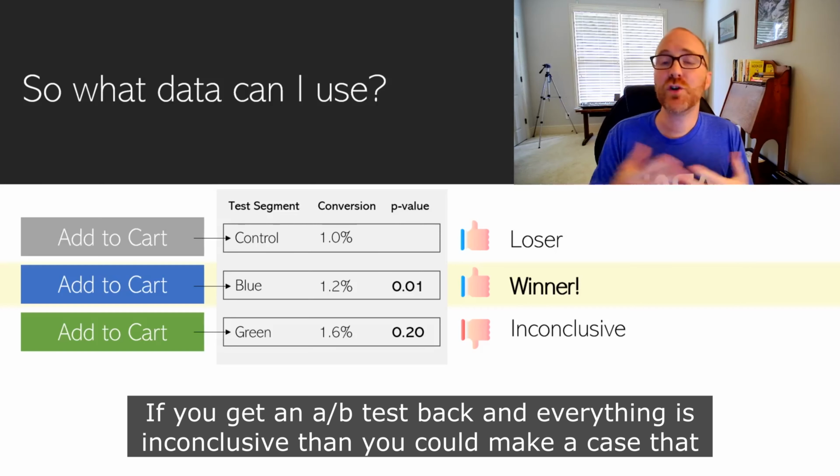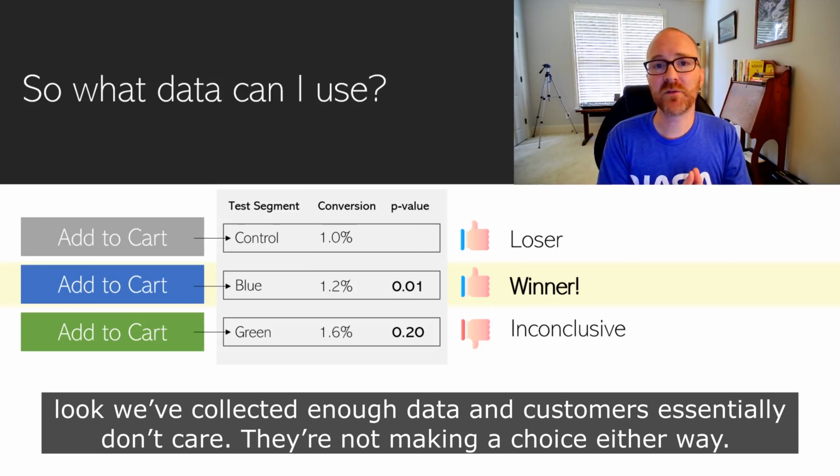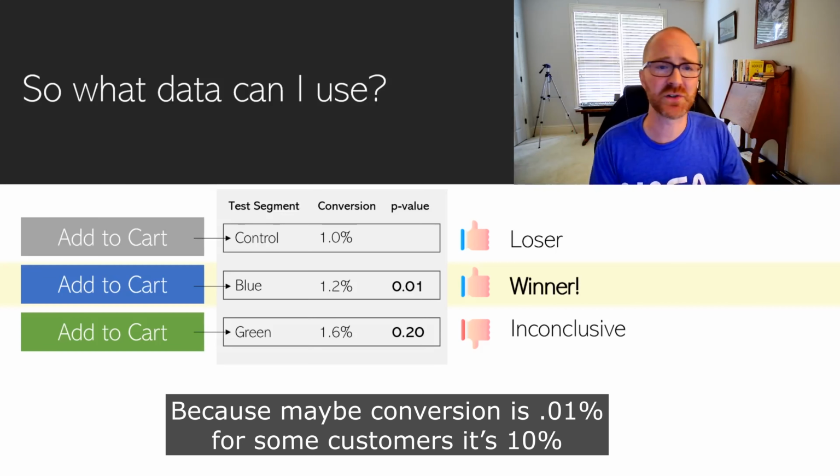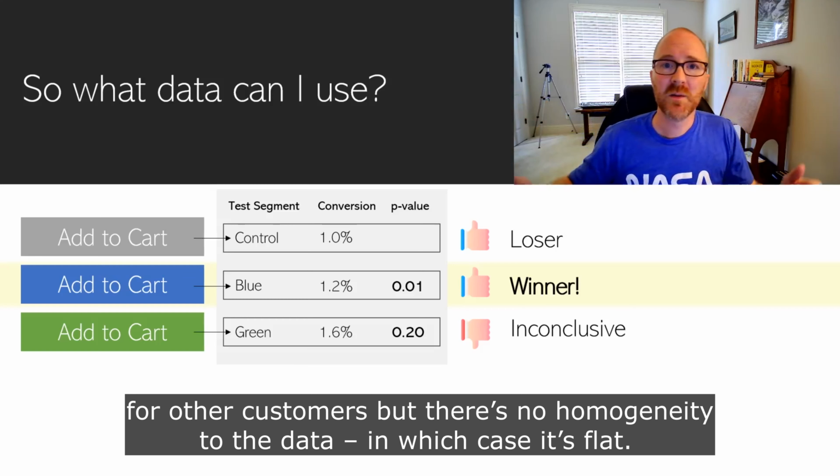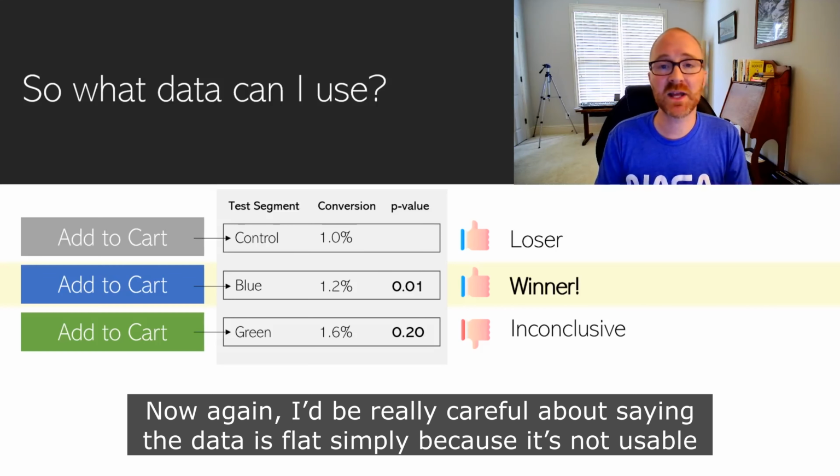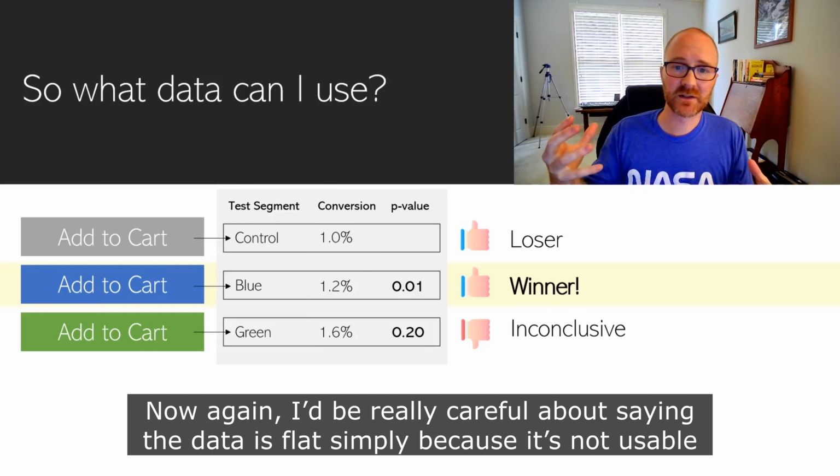then you could make a case that, look, we've collected enough data and customers essentially don't care. They're not making a choice either way, because maybe conversion is 0.01 for some customers, it's 10% for other customers, but there's no homogeneity to the data, in which case it's flat. Now, again, I would be really careful about saying that data is flat simply because it's not usable.